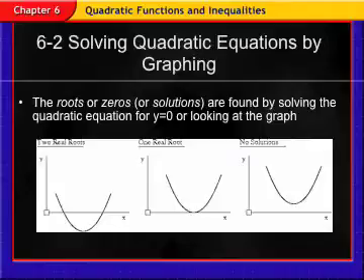I don't really like that it says no solutions. It really should say no real solutions.